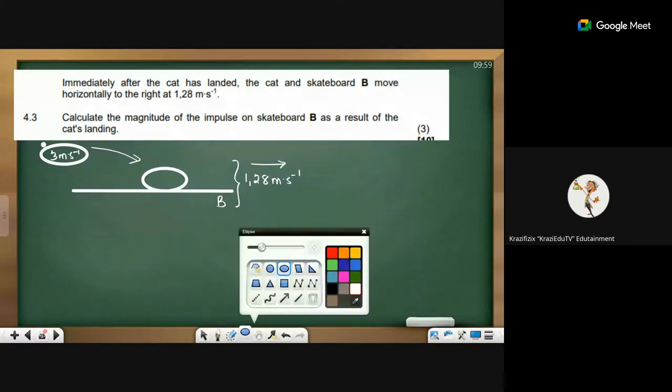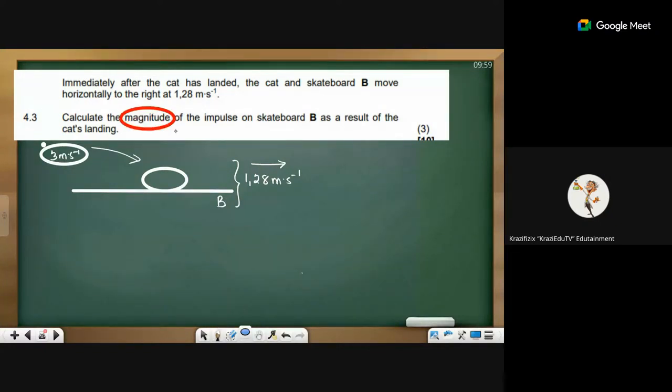Calculate the magnitude of the impulse on skateboard B as a result of the cat landing. We are looking for the magnitude of what? Impulse. The first thing that comes to your mind, my dear learners, is what is impulse? Can we define? Product of net force and time taken. Please, we need to keep checking. And this is F net.